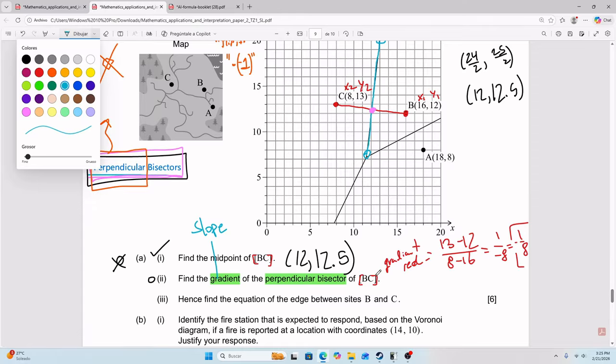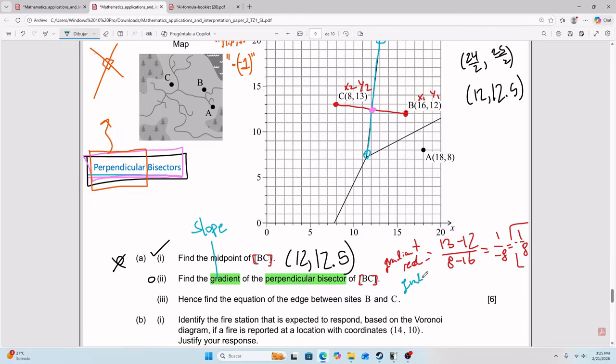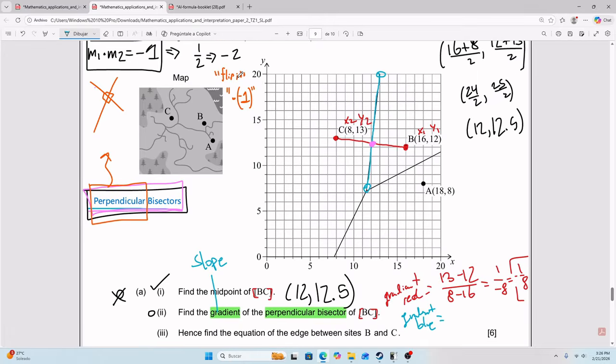So if this is the gradient in red, well, its perpendicular version, which is the line in light blue, the gradient of this blue is going to be flipping it. So you first flip it, so you put the 8 on top, the 1 on the bottom, and you multiply by negative 1. So it already has negative 1. You multiply again by a negative 1, and that gives you 8.